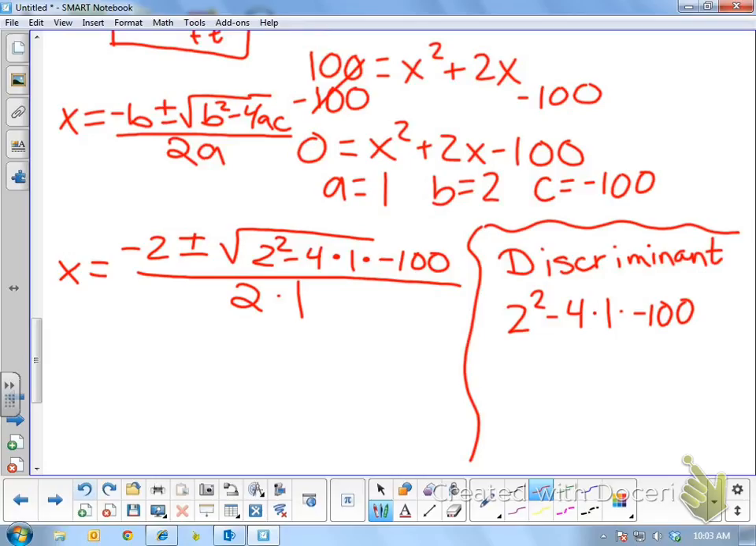So we have to simplify this. Do I do my multiplication, my subtraction, or my squaring first? Squaring comes first. So we do 2 squared first. We get 4. At the same time, I can multiply these first 2 together. Negative 4 times 1 is negative 4. But then I just bring the times negative 100 down. So again, we have to multiply first. We do negative 4 times negative 100. 400. So 4 plus 400 is 404.